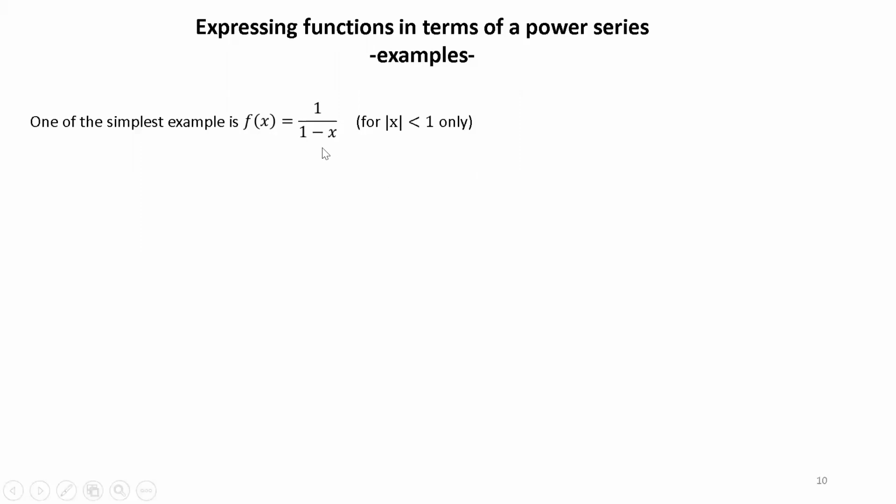So this is an example. I have this function f of x equals 1 divided by 1 minus x, and I restrict my range of x to be the absolute value of x smaller than 1.